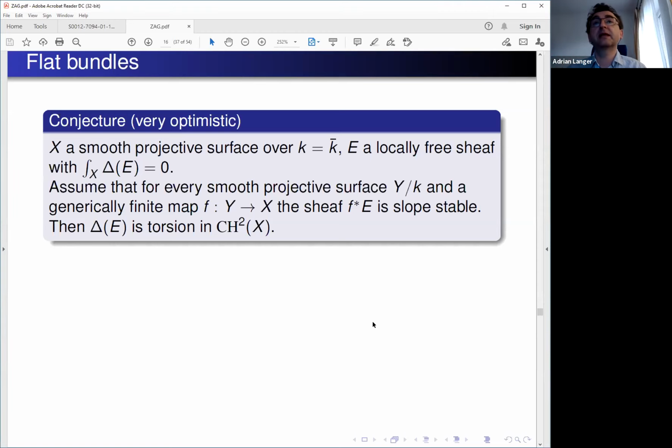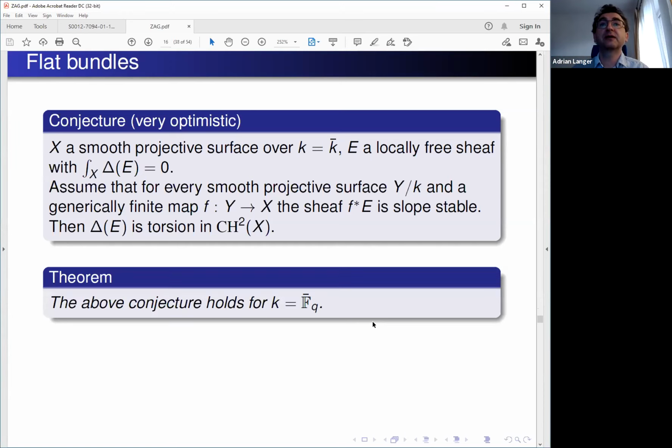one can easily go to higher dimensions and to higher Chern classes. I just wanted to state it in this simplest case. And I formulated it in case of any algebraically closed field, which is kind of funny, because when you look at the algebraic closure of a finite field, then one can easily prove this conjecture.